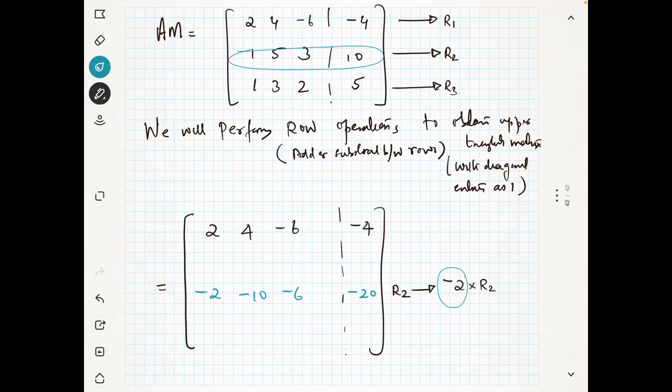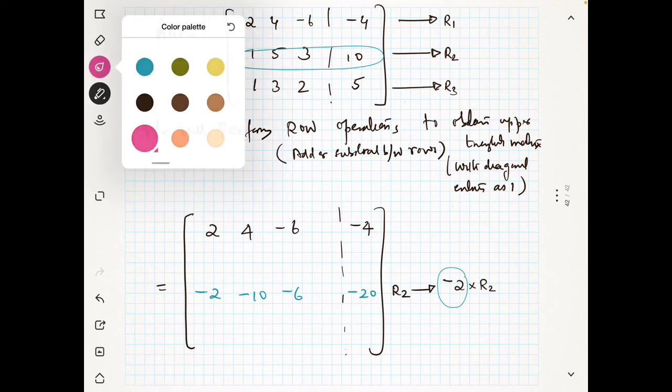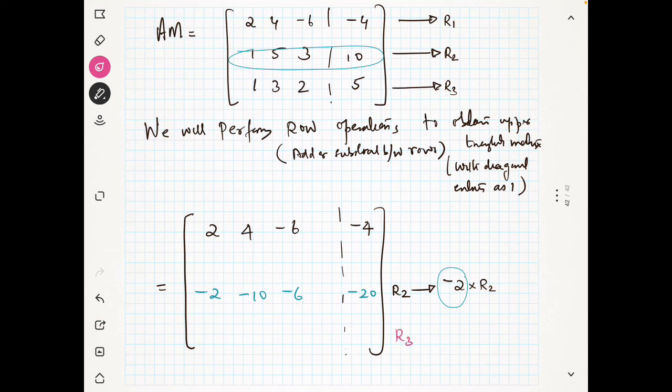Next, I will also transform my row 3. This is row 2 and this is row 3. I am going to change it as minus 2 times row 3. So it has become minus 2, minus 6, minus 4, and minus 10. You have got something like this.